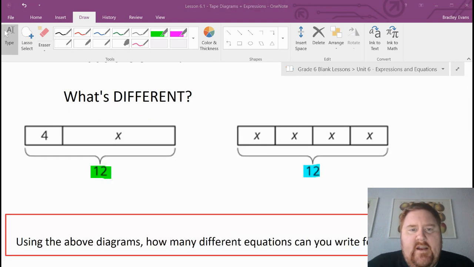So the next thing I'd like you to think of is, using these diagrams, what equation can you see? What equation are they representing? Now, something I'd like you to notice is that the x is what's called a variable. Remember, we've seen some of these in class before. The x means it represents a number.